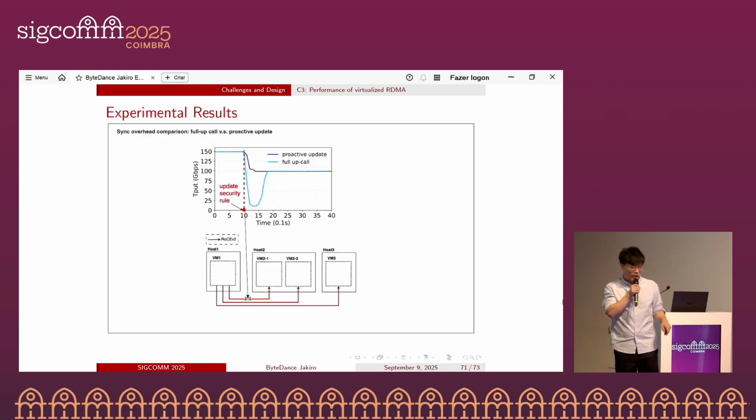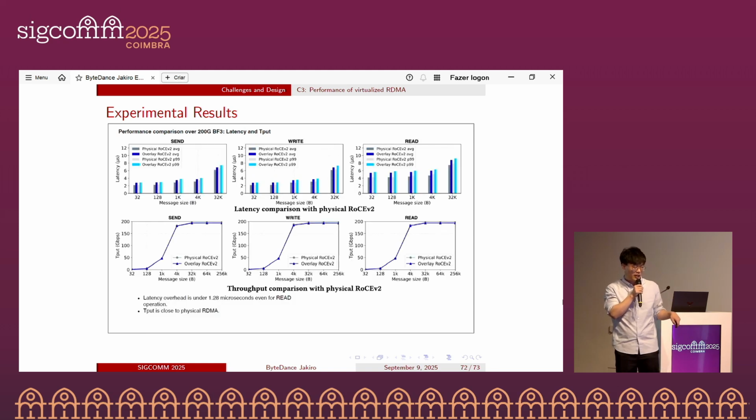We conduct experiments to compare these proactive updates with the full upcall updates. We can see that the convergence time is faster, and it also does not influence the innocent flows. And then we also compare the latency and the throughput of VPC RDMA with physical RDMA. We can see that the performance is really close. The maximum latency is under 1.28 microseconds for read, and the throughput is close to physical RDMA.